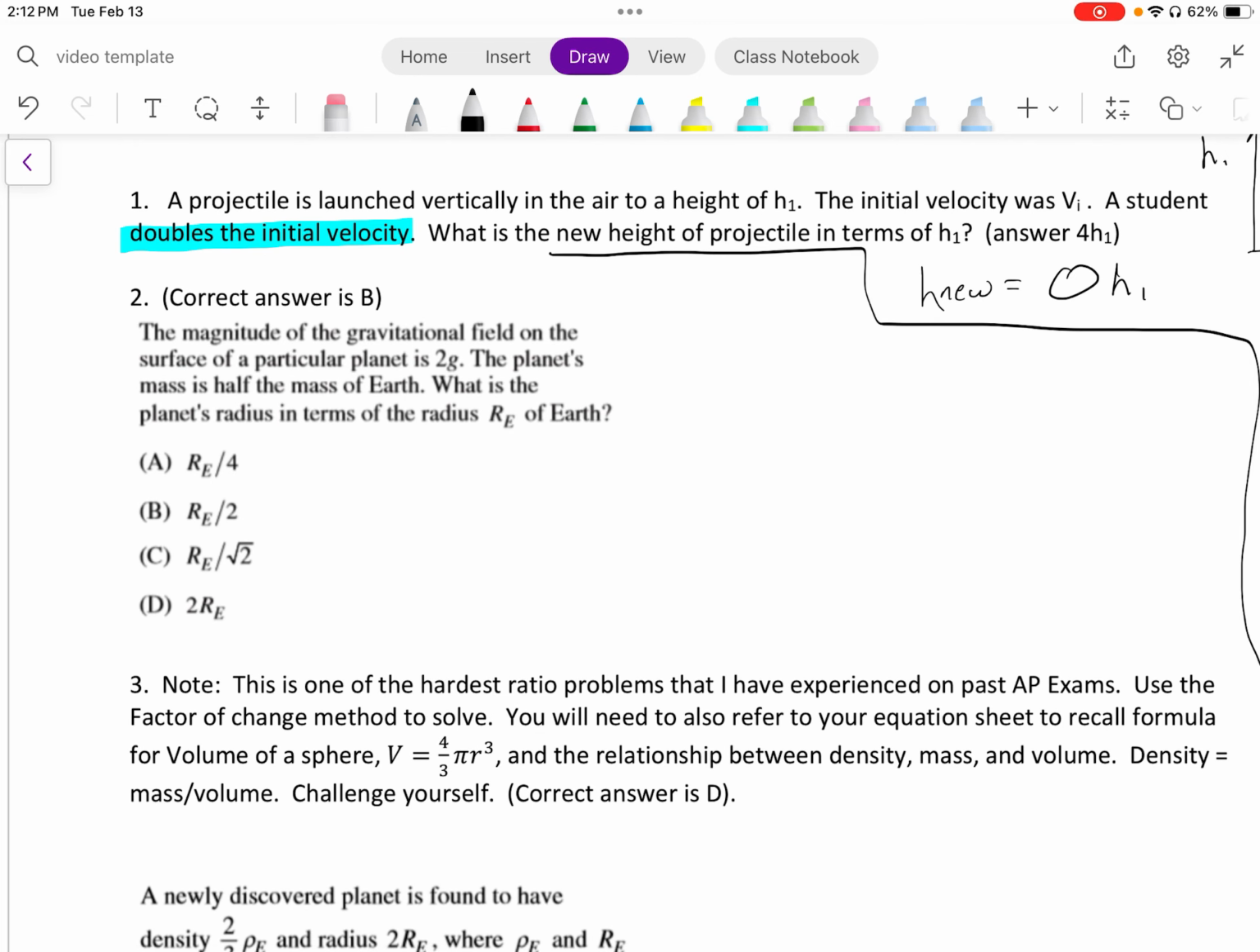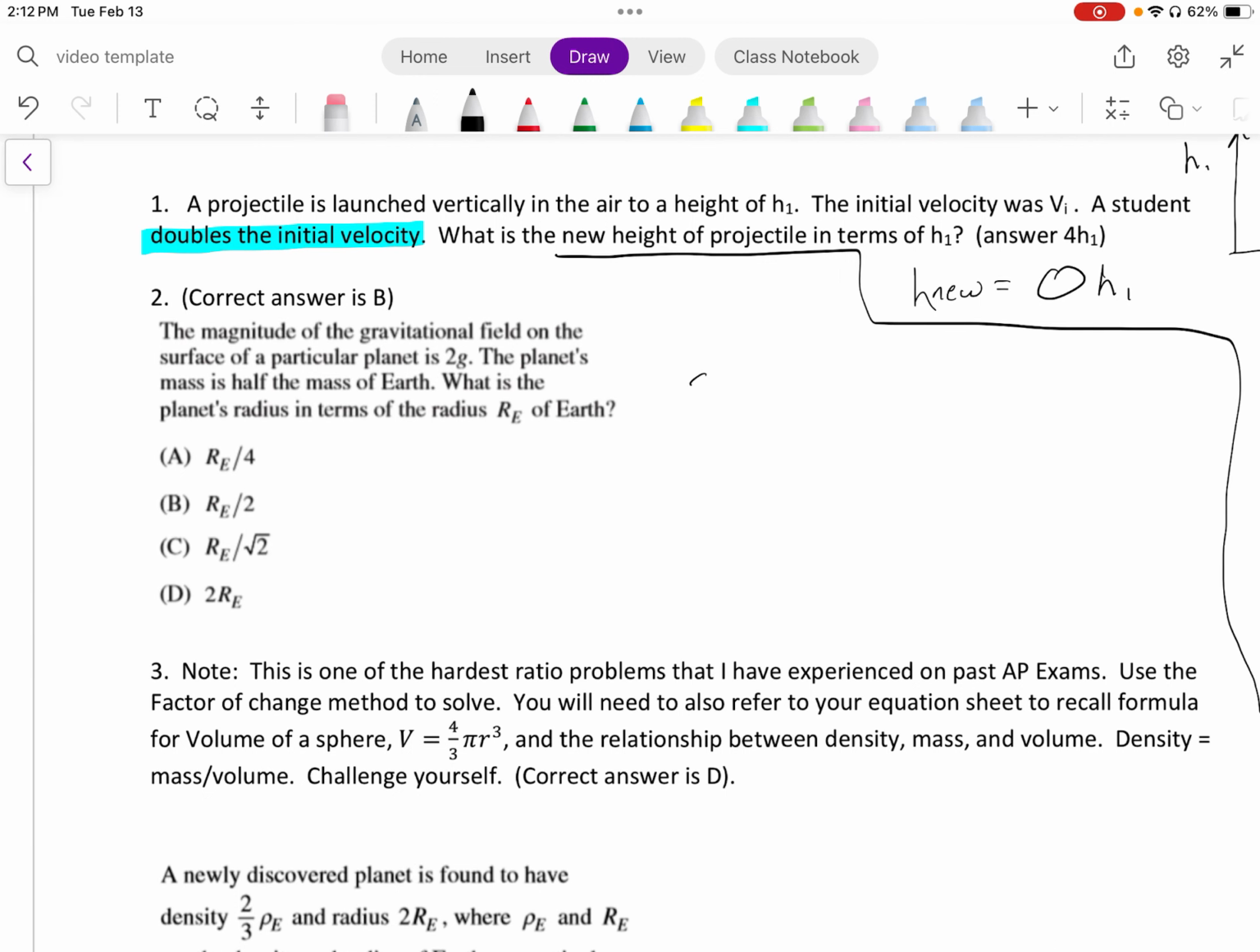The magnitude of the gravitational field on the surface of a planet is 2 times little g. Meaning 2 times g from Earth. 2 times 9.8 is what they're referring to, because they're going to compare this planet to Earth. So we have Earth, all the values for Earth, and we have this new planet. What is the planet's radius in terms of Earth? We want to know the radius of the planet equals some number times the radius of Earth.